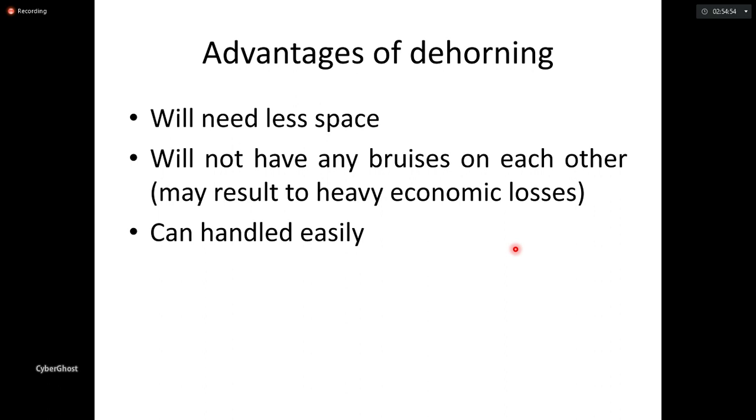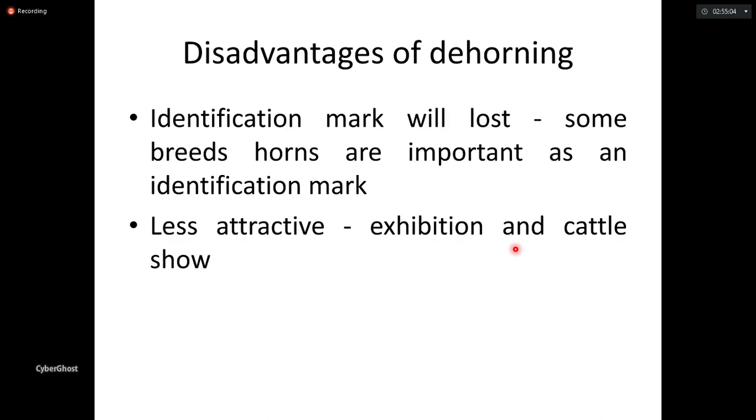In addition, it will need very little space, and we can put more animals in one particular space, one particular pen or room. So what are the disadvantages of the dehorning process?